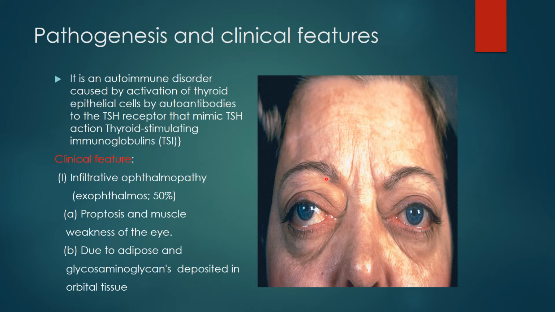Then the fourth cause is the increased number of fat adipocytes. This increase in number causes this swelling and bulging of the eyeball. It is the most important sign of Graves' disease.